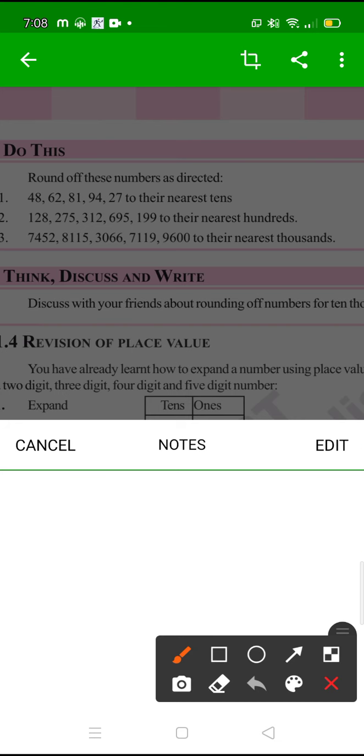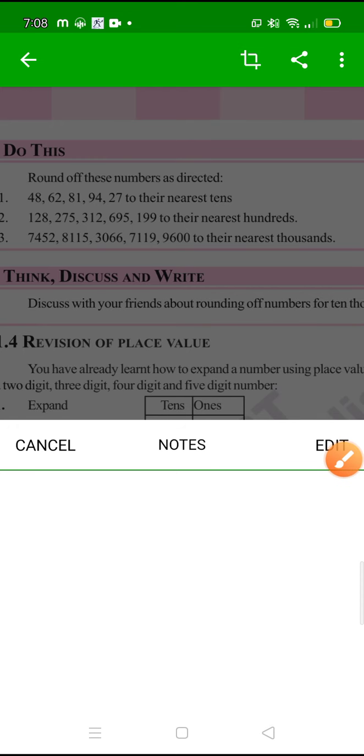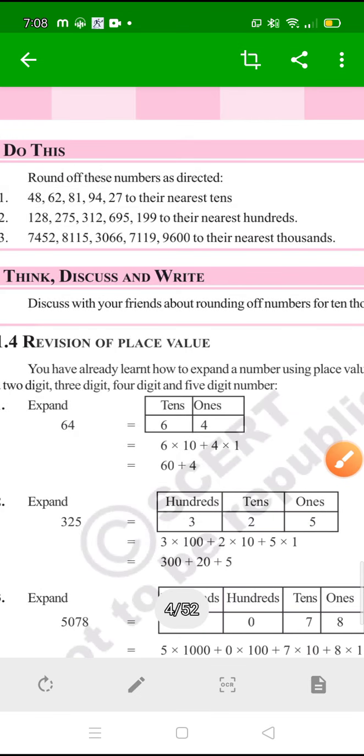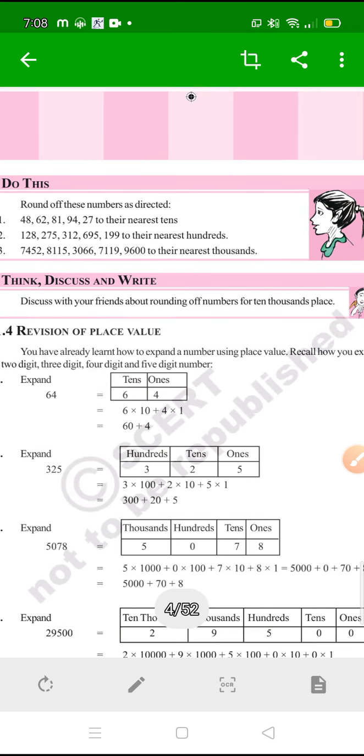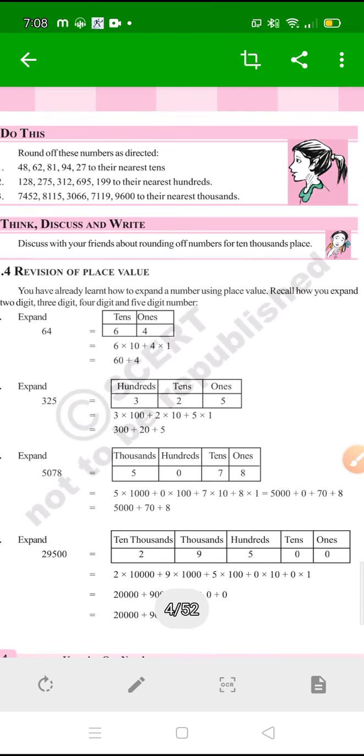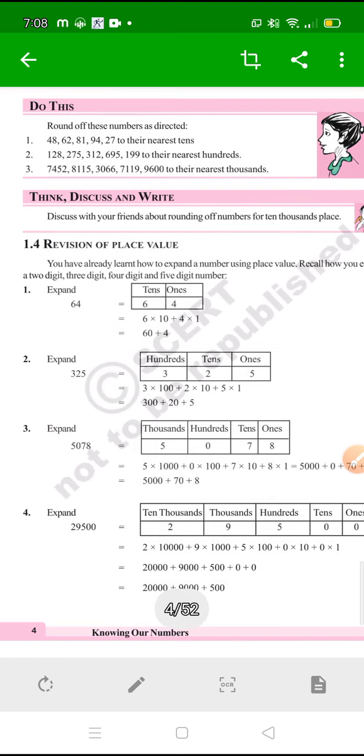Okay, same way all these numbers, these are hundreds. Observe all these things, think, discuss and write here. Discuss with your friends about rounding of the numbers to tens, hundreds, thousands place.